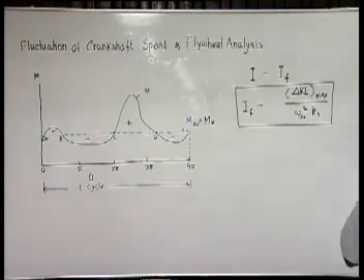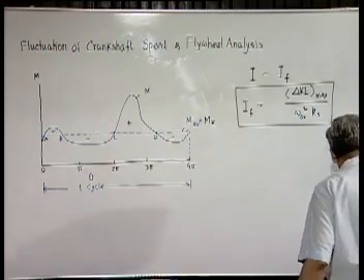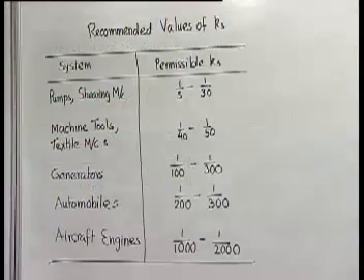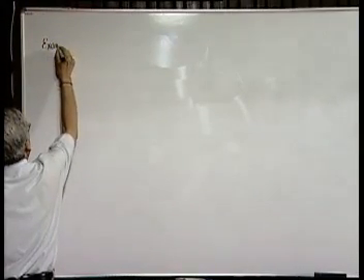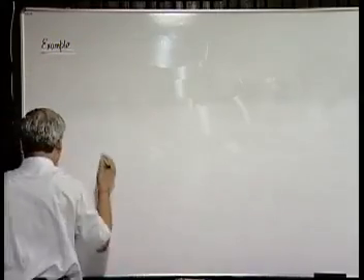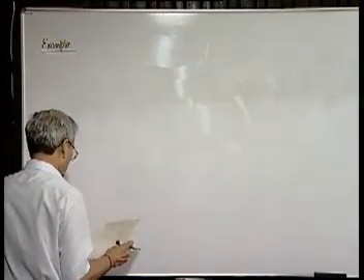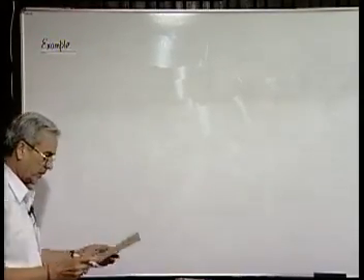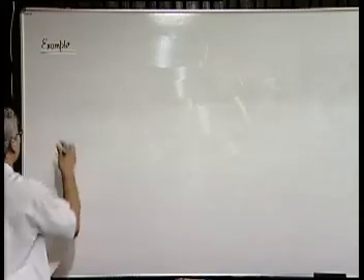Now let us consider just how to use this. One example let us solve. Let us take the case of an example of an engine. So the engine runs at 800 RPM.